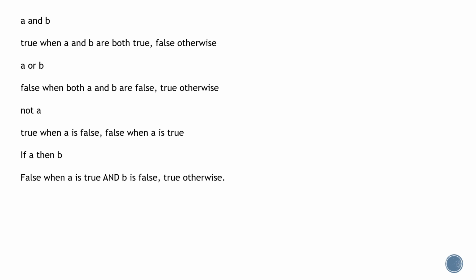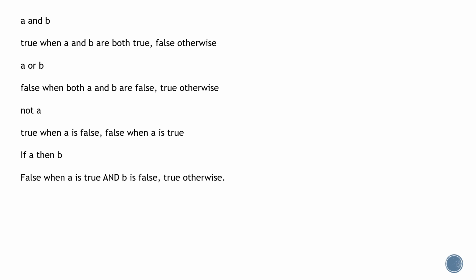How about not A? When is not A true? Well, it's true when A is false, and it's false when A is true, right? It's the negation of A. And then if A, then B. This is a little bit trickier to do intuitively, but basically what it means is it's false when A is true and B is false, and it's true otherwise.